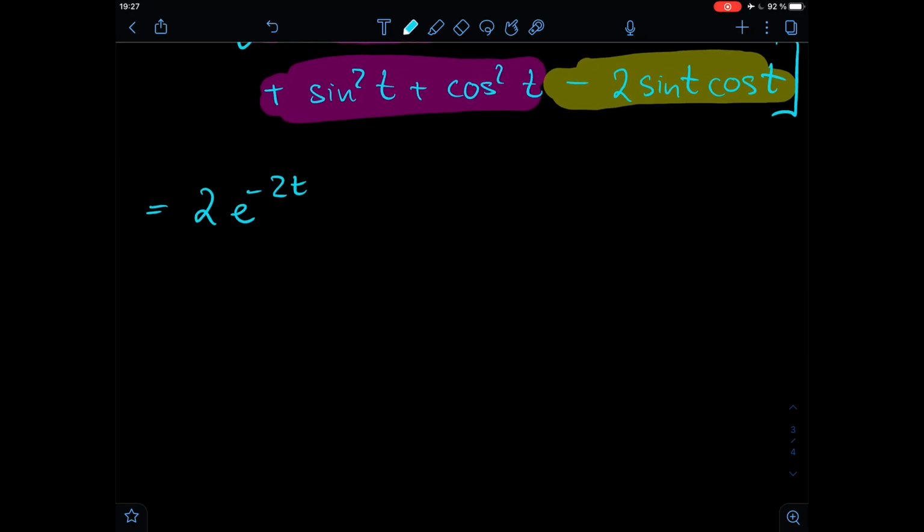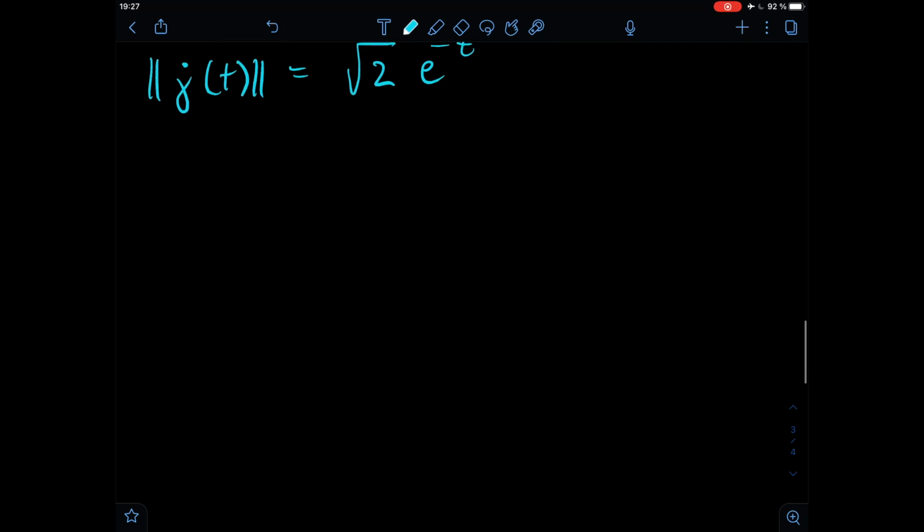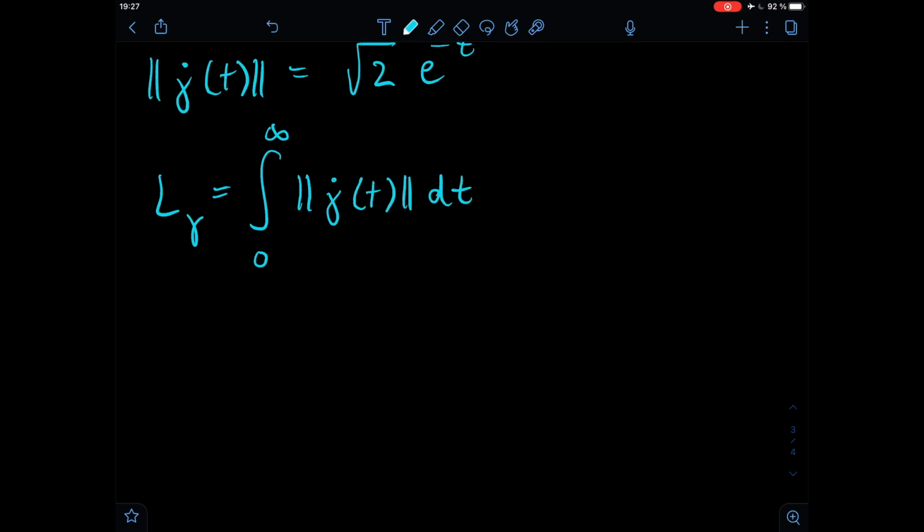So this is the scalar product of the derivative of the parametrization with itself. To get the norm, we now have to simply take the square root of that. So this norm of the derivative of the parametrization is the square root of 2 times e to the power of minus t. And this is what we're going to plug into our integral. So let's do that. The length of our curve, of our spiral, is the integral from 0 to infinity over the norm of the derivative of the parametrization times dt, our integration variable.